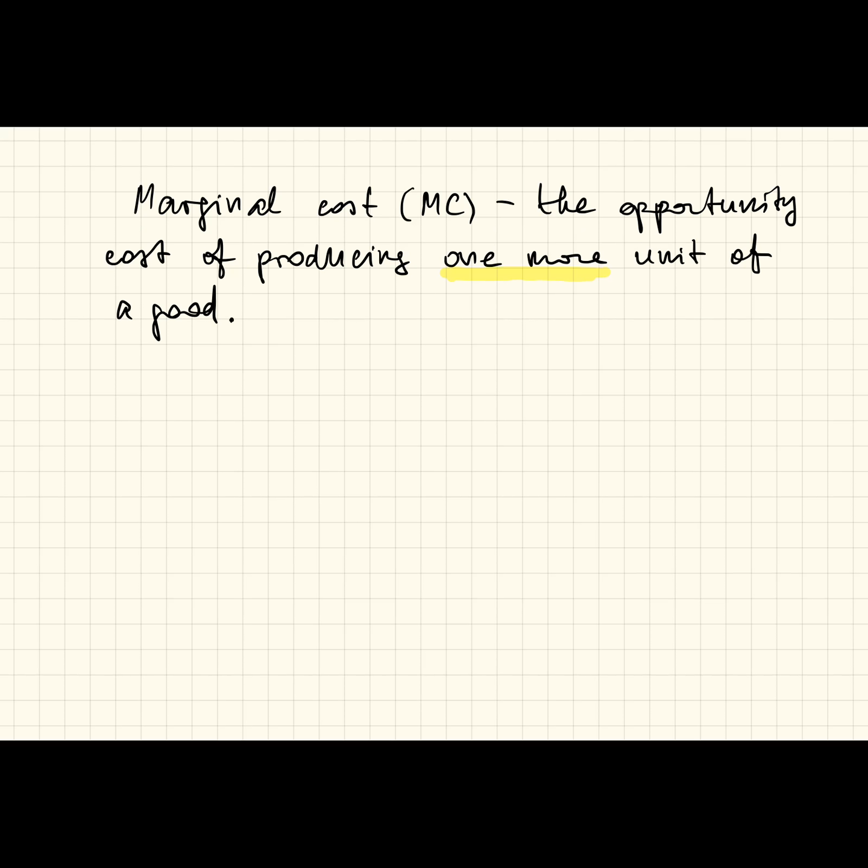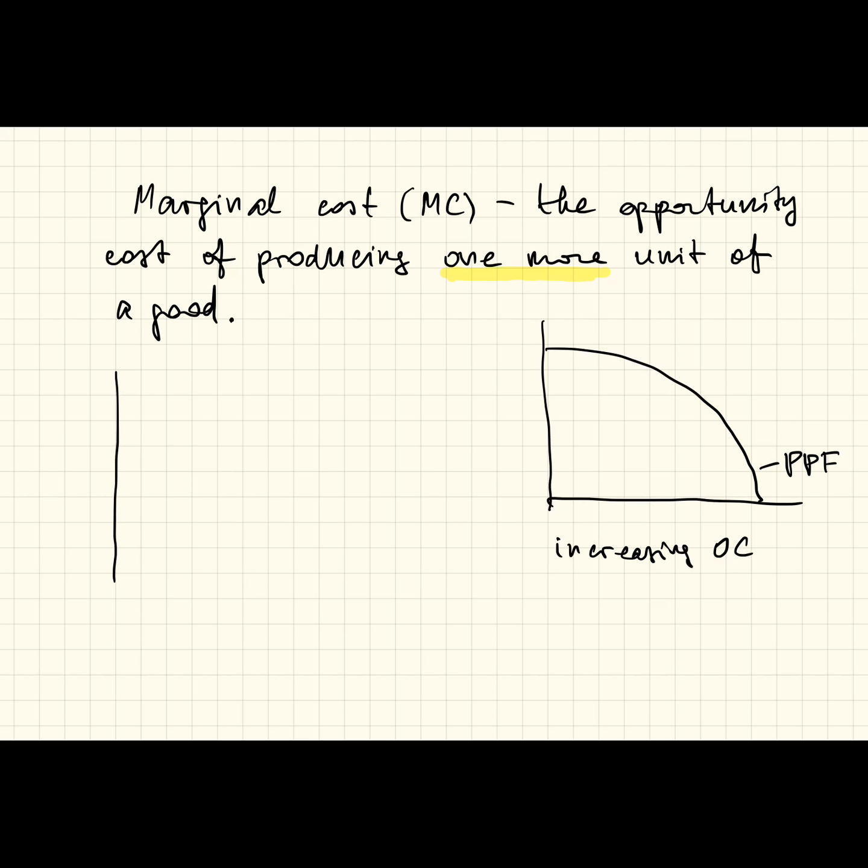We touched on this when we talked about the PPF, remember? We looked at this bowed out PPF and figured out that it illustrates increasing opportunity cost. So if you plot this increasing opportunity cost on a diagram against the quantity of whatever good we have here, Q of X, and then of course we have good Y, the marginal cost of good X will be getting larger as we increase production, not consumption, of this good.